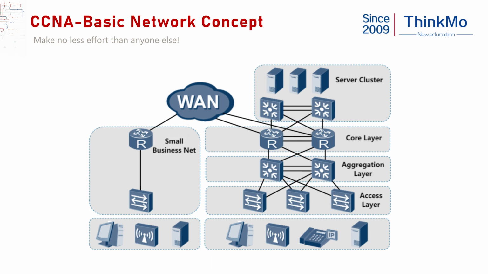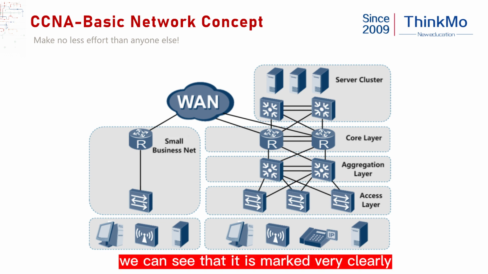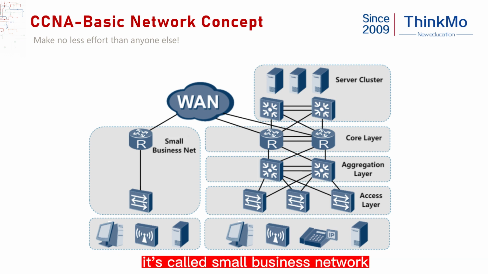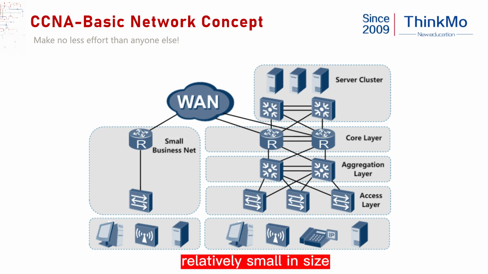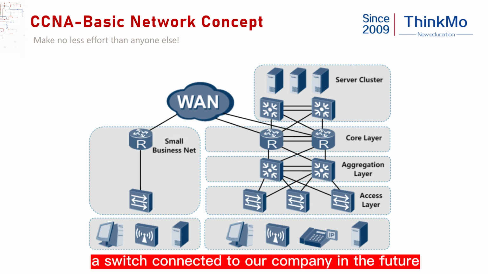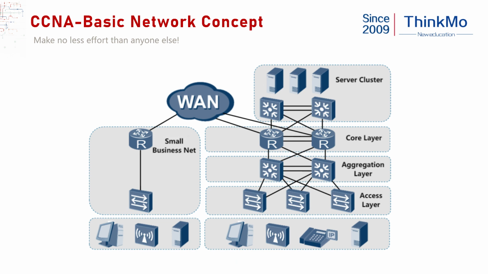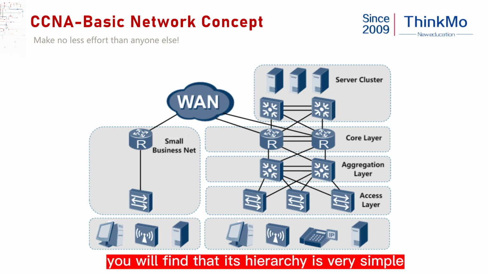Let's just say, for the left, we can see that it is marked very clearly. It's called a small business network. What is a small business network? Relatively small in size. For example, normal PCs, wireless devices, a server or a desktop PC. Let's just assume it's the server. A switch is connected to our company in the future. Switch to router, router to WAN operator. Relatively speaking, you will find that its hierarchy is very simple.